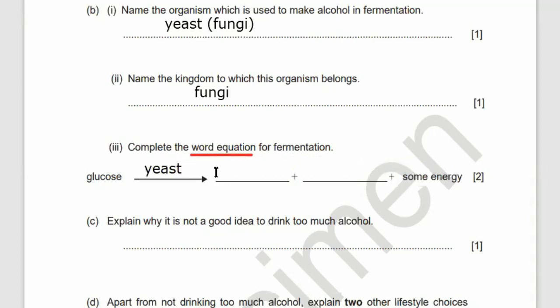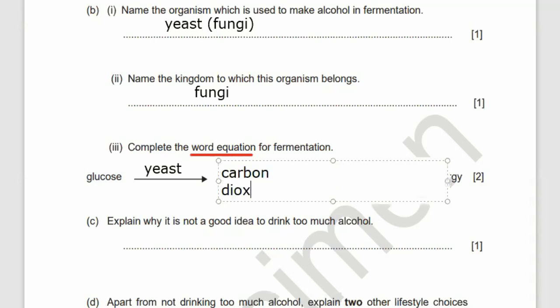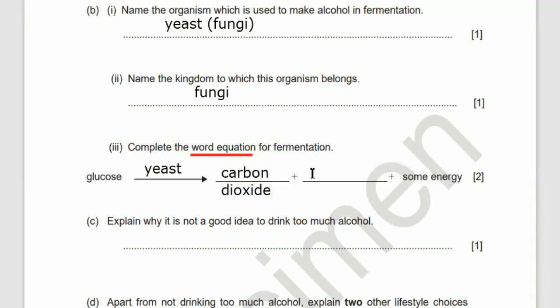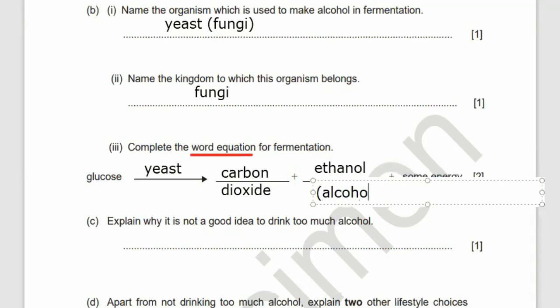They make carbon dioxide and they make ethanol, or alternatively, you could put alcohol. Ethanol is the specific alcohol that they make, and they release some energy. So don't be writing CO2 instead of carbon dioxide. They might not give you the mark because they specifically asked for the word equation.